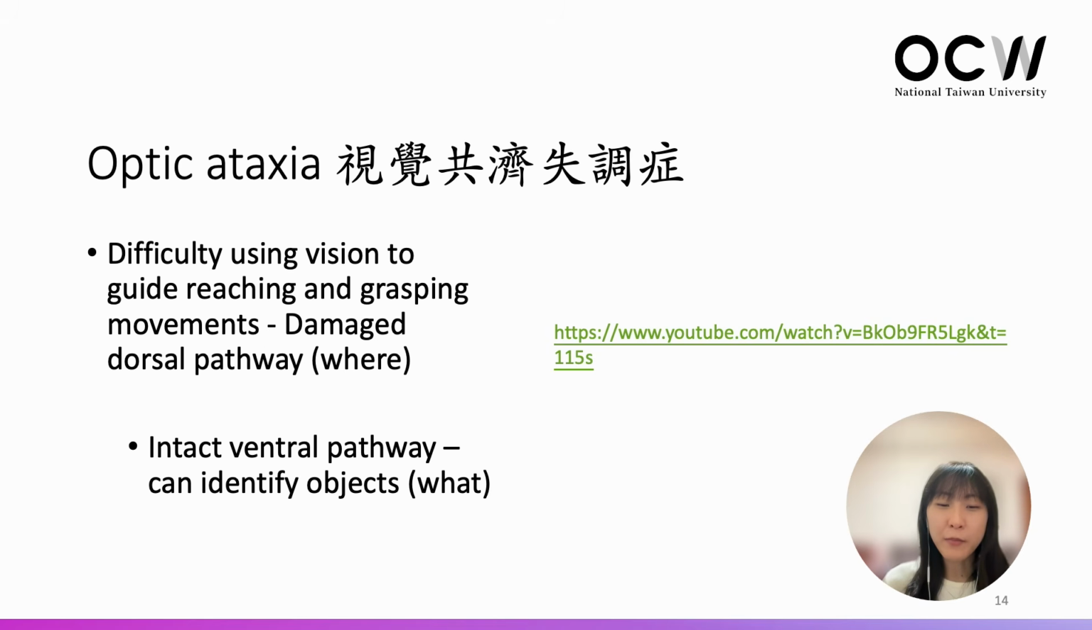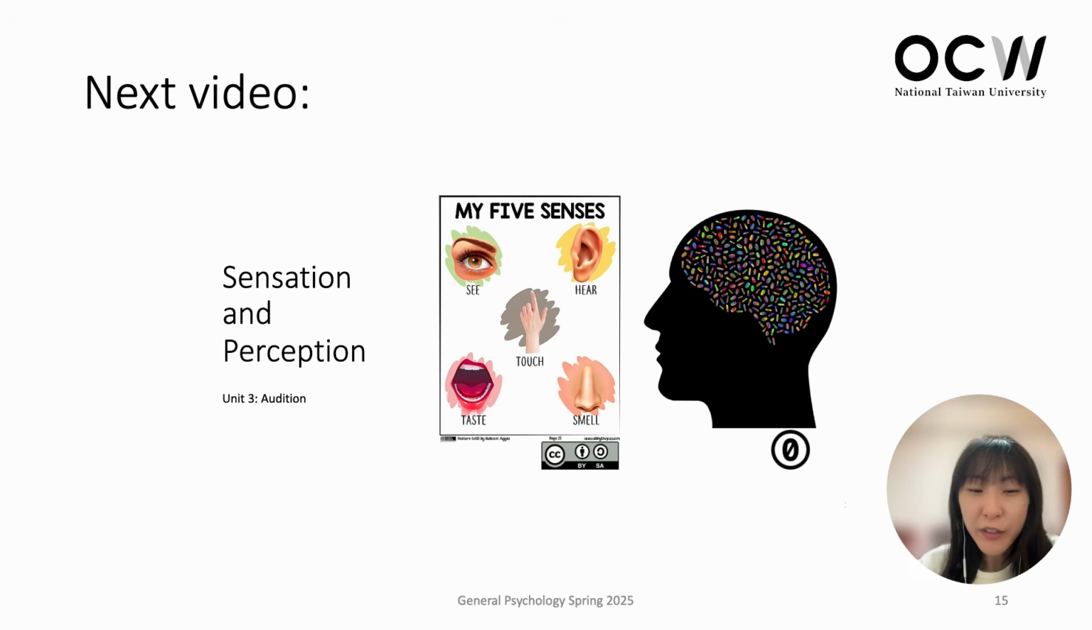In this video, you may see a patient with optic ataxia. She has difficulty using her vision to guide reaching and grasping movements. She has a damaged dorsal pathway, so she doesn't know where things are, but her ventral pathway is intact, so she can identify objects. In the next video, we will talk about hearing, which is audition.